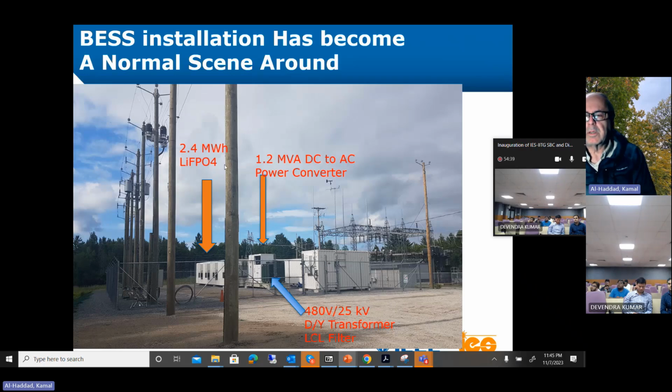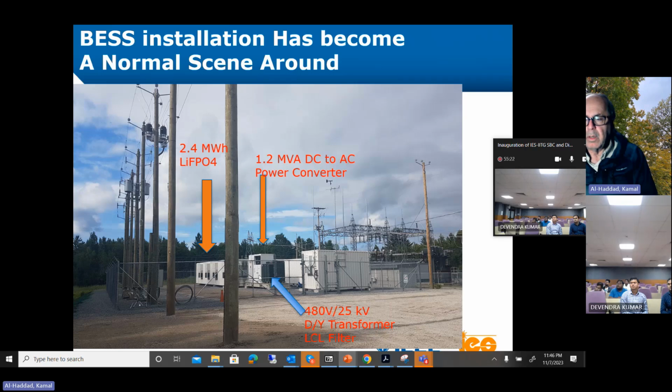Now I'm giving you a couple of examples of battery energy storage systems that have been installed around. They are around now. It's a reality. In this example, we have 2.4 megawatt-hour lithium phosphate batteries, as you can see here, in order to support a remote network supplied by the utility company. We have a 1.2 MVA DC to AC power converter here. This is a grid-connected converter, but it can also operate in standalone mode.